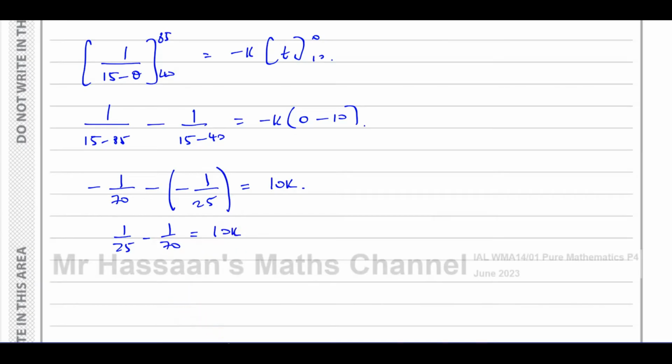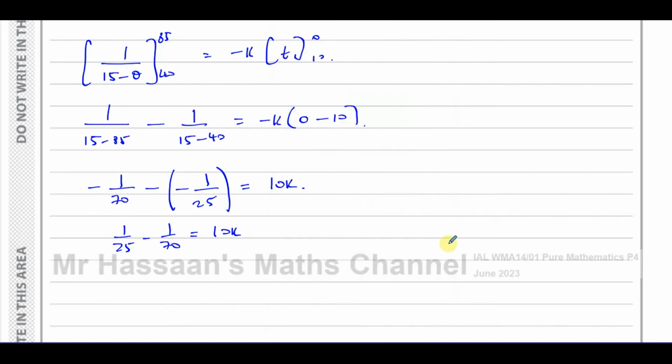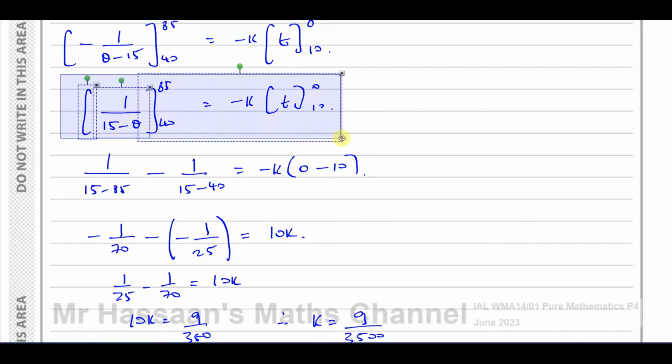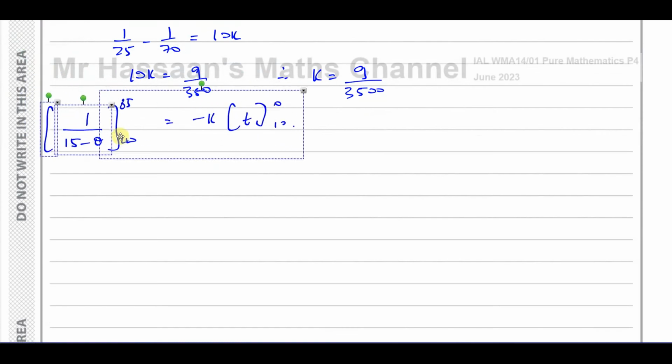So let's work out what that is. 1 over 25 minus 1 over 70 gives you 9 over 350. So we can say 10k is equal to 9 over 350. Therefore, k is equal to 9 over 3,500. Okay, so now I'll copy this, because that's what we got when we integrated. Now we found the value of k. We can work on using this.